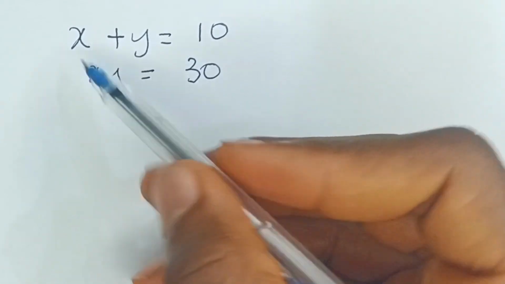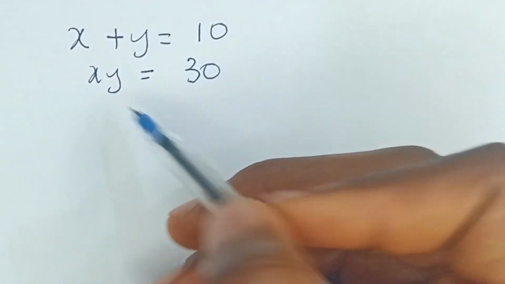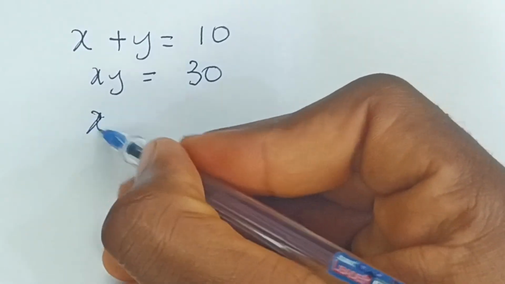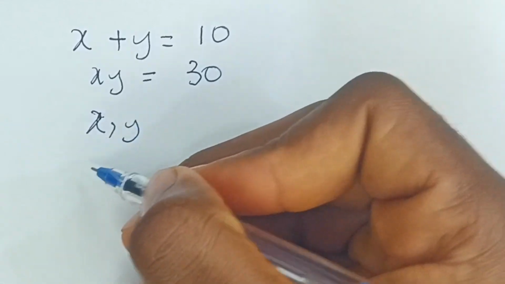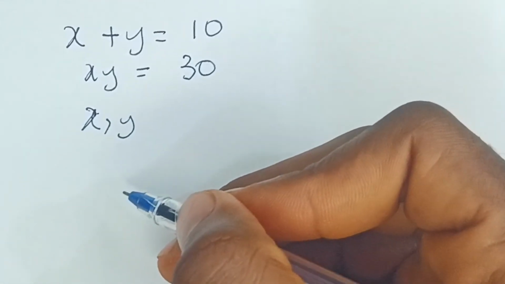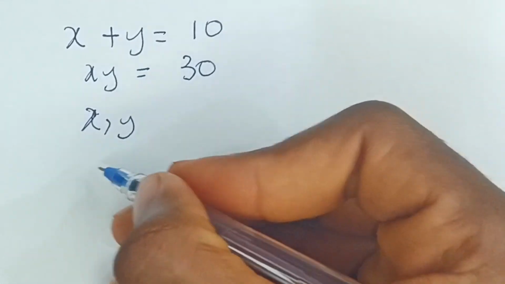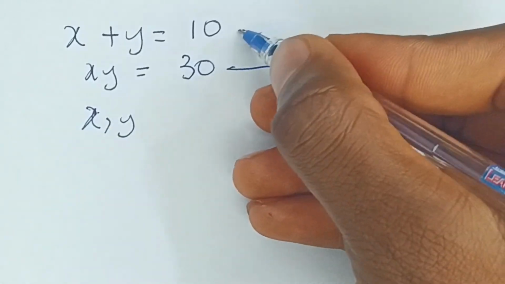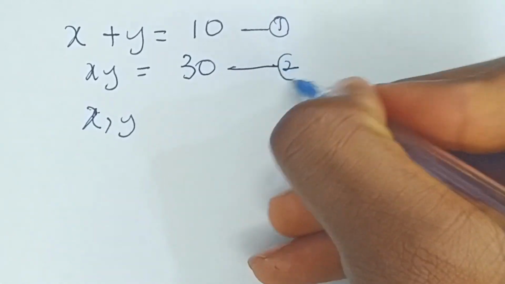Let's solve this together. It says x plus y is equal to 10 and xy is equal to 30. We're required to solve for the value of x and y respectively. Now, to solve this, the first thing to do is that we can say from equation, let's call this equation 1 and call this equation 2.